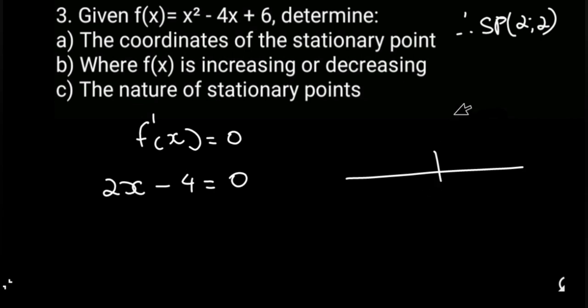We're going to take the x coordinate of the turning point. If we substitute any value lesser than 2 into the first derivative, it could be 1 or any value lesser than 2, so let us substitute 1. We're going to get a negative value, which means our function is decreasing. If you substitute any value greater than 2, the first derivative is going to be positive.